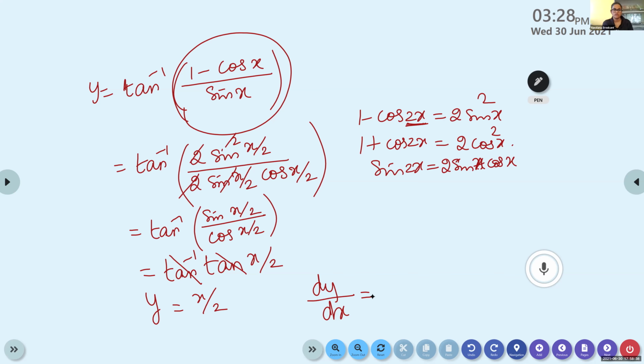Derivative of x is 1, isn't it? So, 1 by 2. Okay, if you want, we can write this as 1 by 2 into x. X by 2 means it is 1 by 2 into x. So, what is the derivative of constant? We will write as such. And what is the derivative of x? It is 1. So, derivative of x by 2 is 1 by 2.